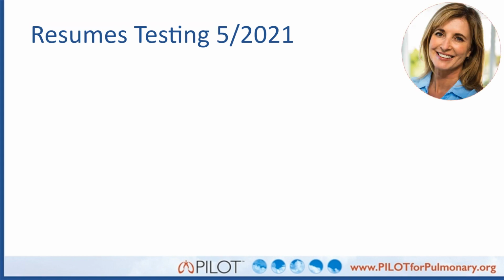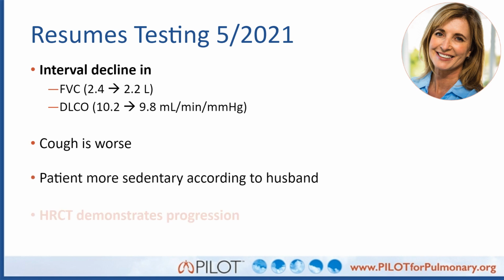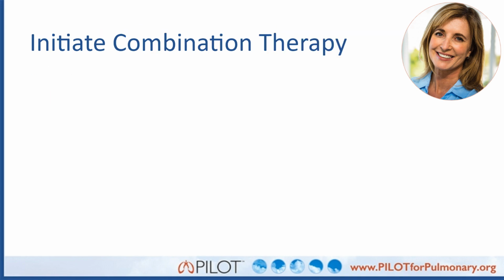So again, she resumed her testing, and she had a decline in her pulmonary function, worsening symptoms, decreased exercise, as well as radiological progression on her HRCT. So in this case, we decided to start combination therapy.